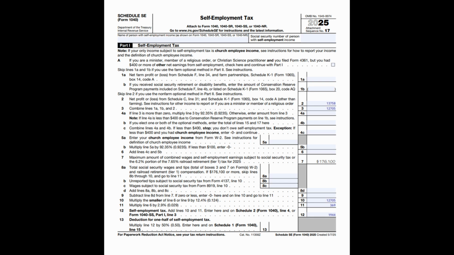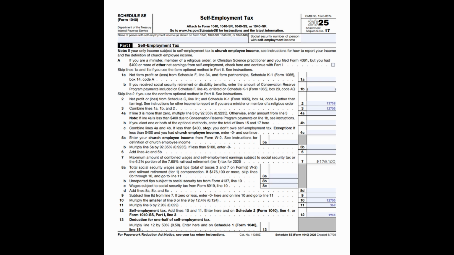$1,575 on line 10. Line 11 is the Medicare portion. So $12,705 times 2.9% equals $369. Medicare tax has no income cap. So all of David's self-employment income is subject to the 2.9% rate.